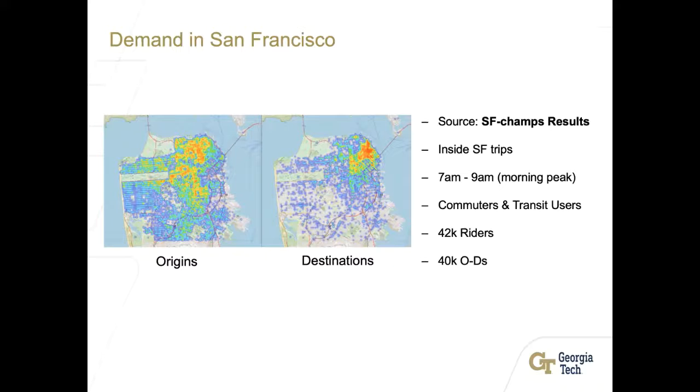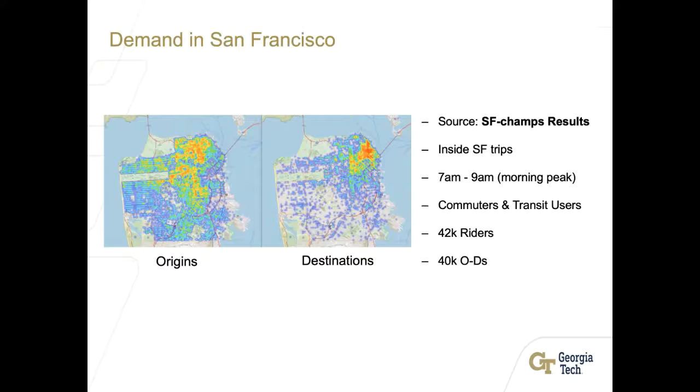Together, we have a large-scale problem with more than 40,000 riders in the system. From the heat map, you can tell the trips start from almost everywhere in the city, but most of them go to the downtown area because that's where all the job centers are located.